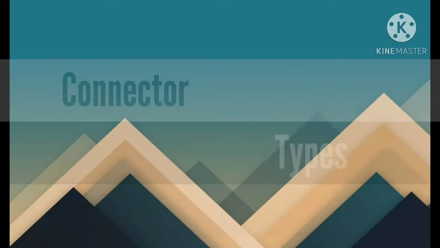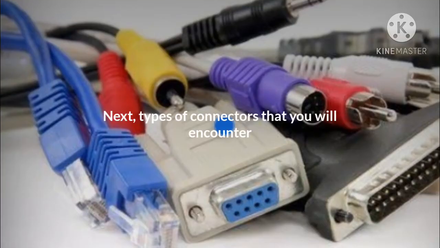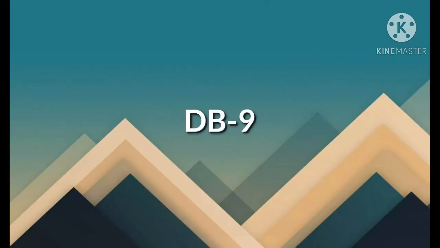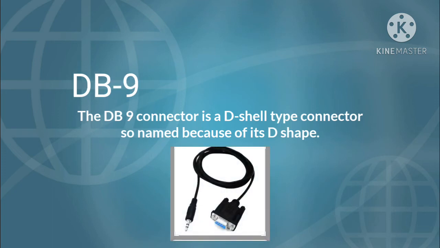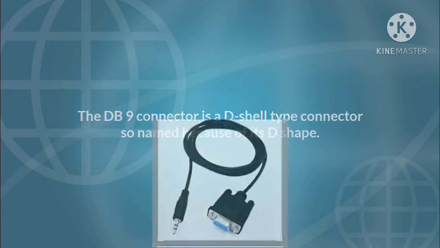Connector types. The following sections look at the most common types of connectors that you will encounter. DB9. The DB9 connector is a D-shell type connector, so named because of its D shape. The DB9 has 9 connection points arranged in 2 rows.